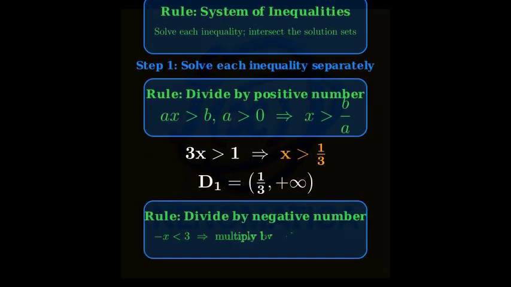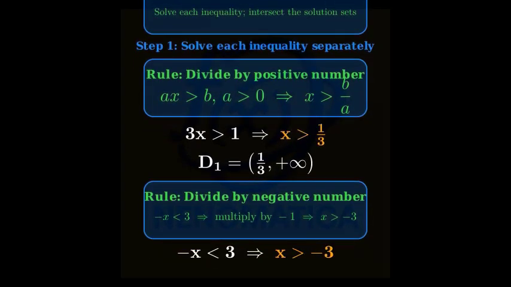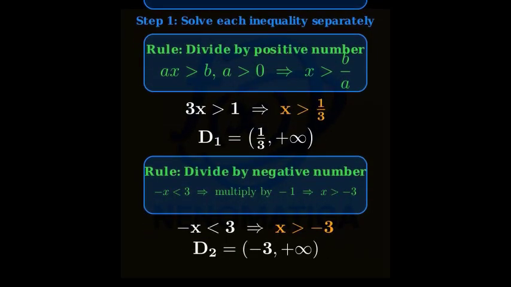Second inequality, when multiplying or dividing by a negative number, flip the inequality sign. Here, negative x less than 3 implies x greater than negative 3. Thus, the second solution set is the open interval from -3 to infinity.